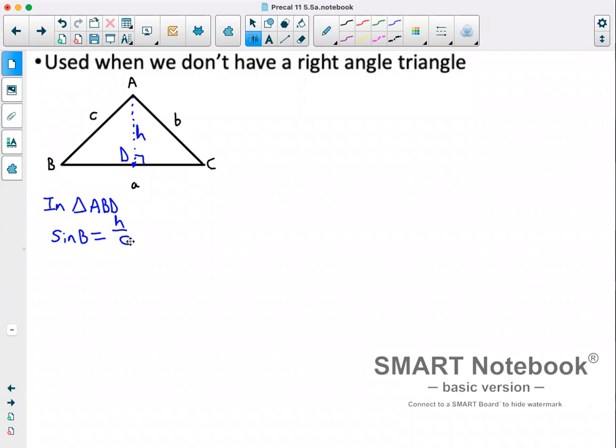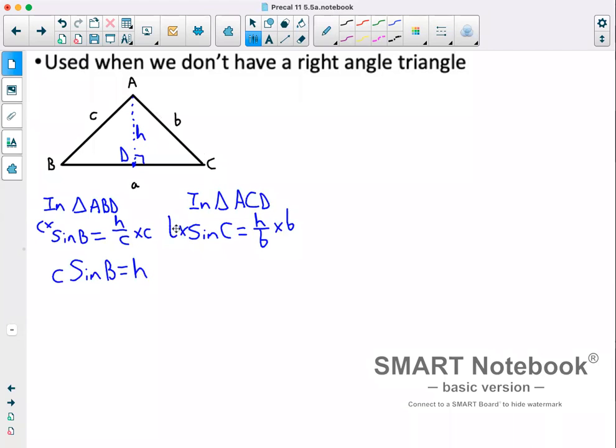What we'll do is rearrange this to get H on its own. So multiply both sides by side length C. So we have C sine of B equals H. Now we'll do a similar thing with the other triangle. So in triangle ACD, sine of angle C is going to be H over its hypotenuse of B. We'll multiply both sides by side length B. So that gives us B sine of C is equal to H.